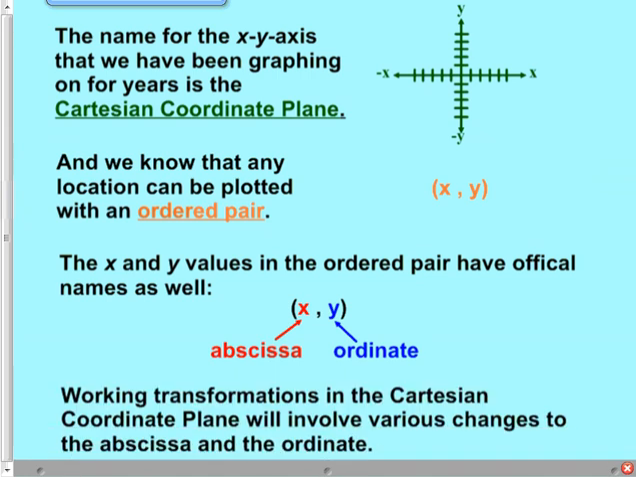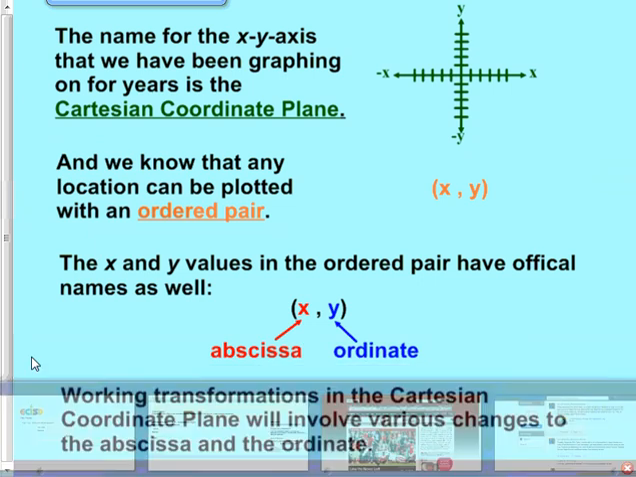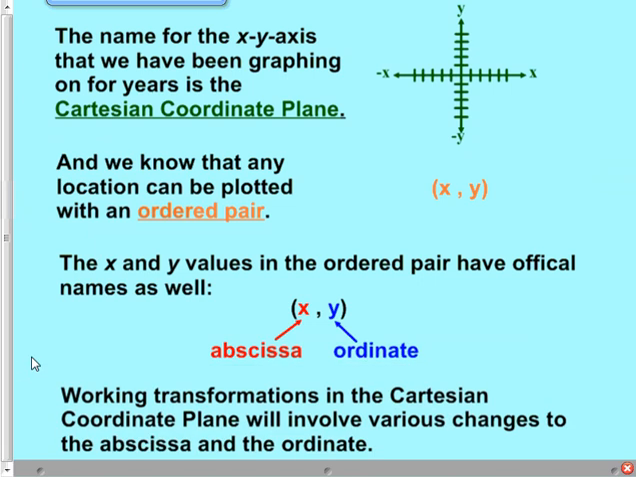We will be working with these two terms over the next few days, because performing transformations in the Cartesian coordinate plane will involve various changes to the abscissa and the ordinate. In some cases, it will call for their signs to be reversed. In some cases, it will call for them to be reversed. And in some cases, they just change kind of on their own. And we'll discuss all of that over the next several days.